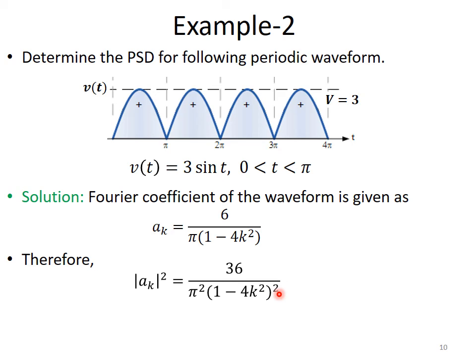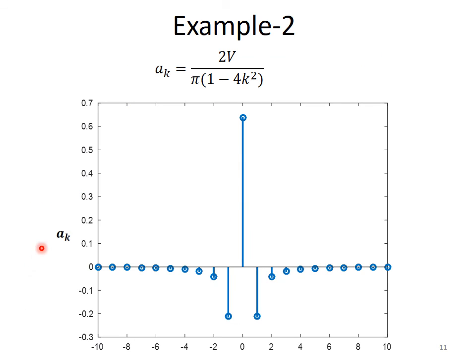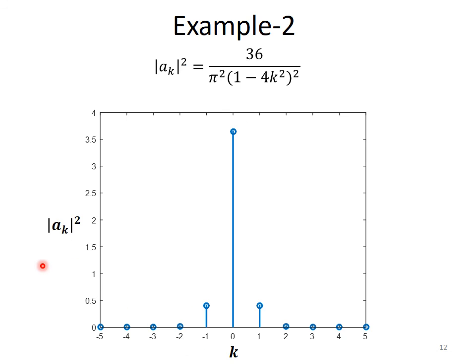So now let us write down this function for different values of k. For k equal to 0, we have 36 upon pi square. This one is the component for k equal to 0. Similarly, this one is for k equal to 1, then k equal to 2, and so on. This is k equal to minus 1 and k equal to minus 2, and so on. Now this is the simple spectrum, ak versus k, and this is ak magnitude square versus k.